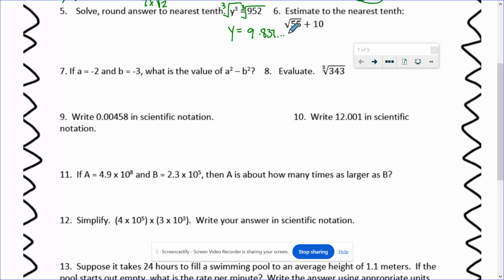9.837. That is an irrational number, so it does go on forever and ever without repeating or terminating. And there is no negative to that. So only square roots have a positive and negative answer. This is just going to be 9.837.